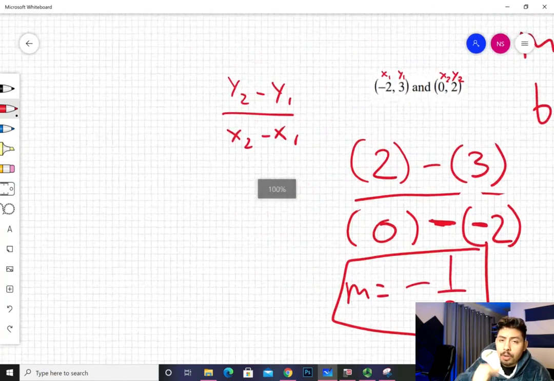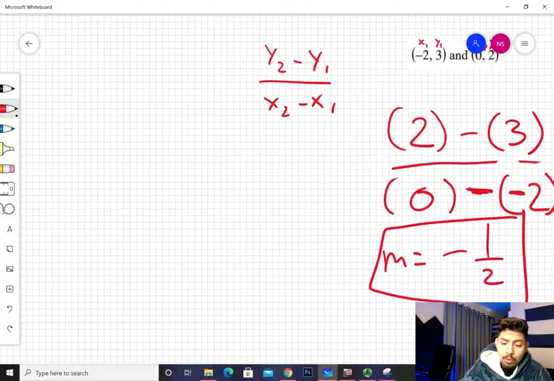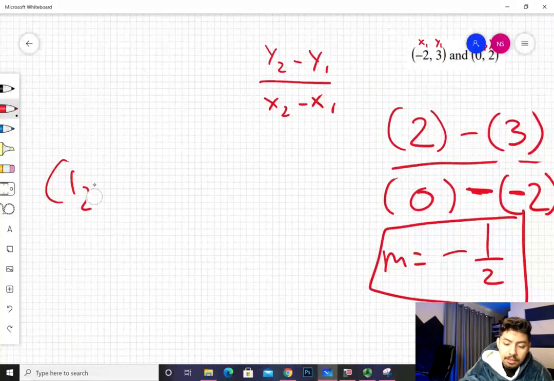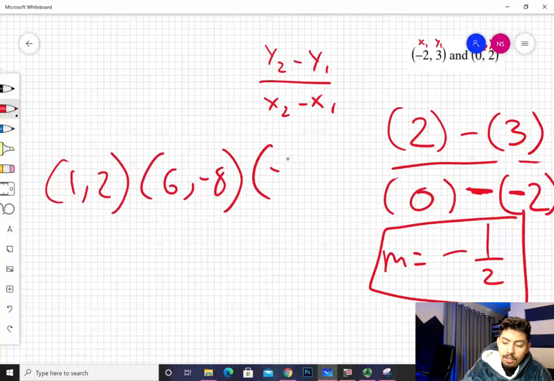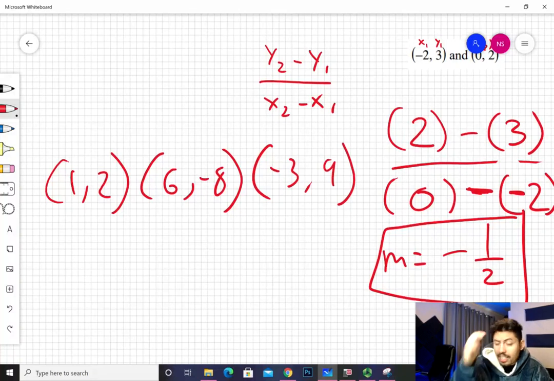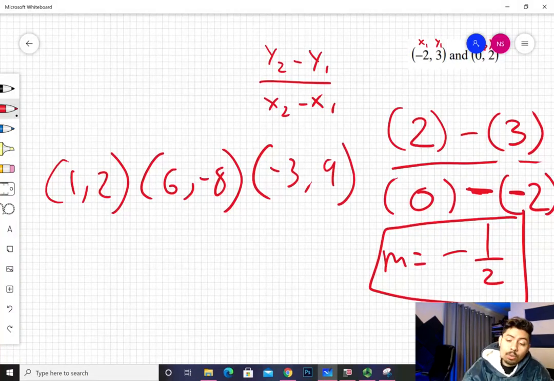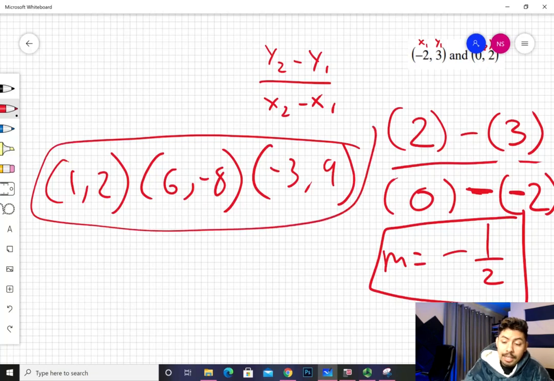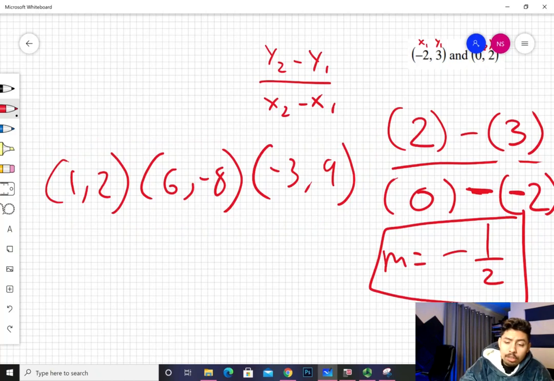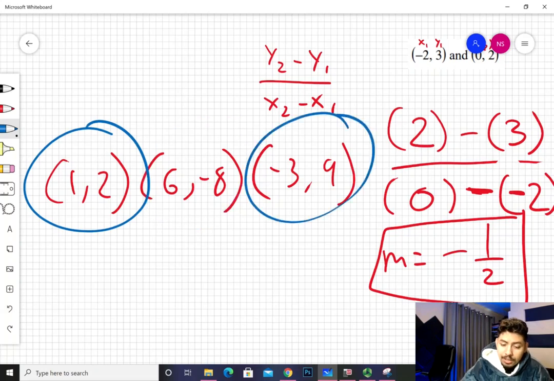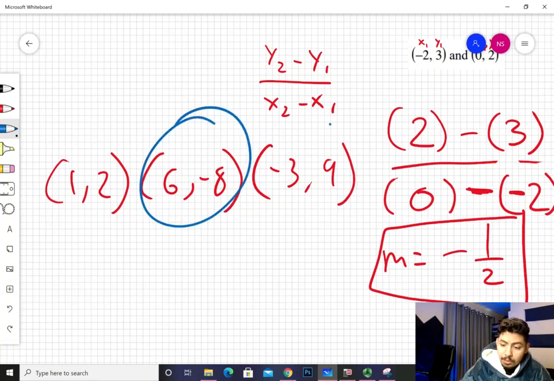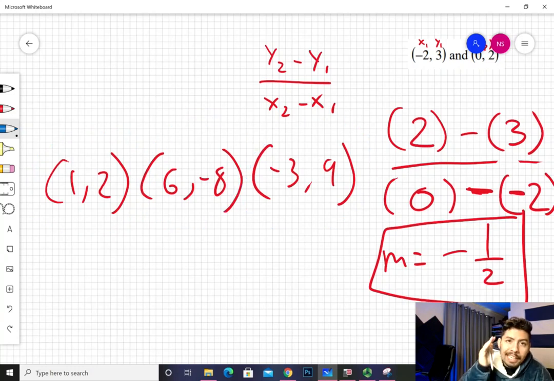If they try to trick you on the GED test by giving you multiple points, 1, 2, 6, negative 8, negative 3, 9, whatever it is, right? If they give you multiple points and they ask you the question, what is the linear equation of the following line that passes through the following points, don't get intimidated. All you have to do is locate, just like in the graph world, pick 2 points. So you're either going to do this one and that one. You could do that one and this one. You could do this one and that one. It doesn't matter. You just got to always pick 2 points and that's it.